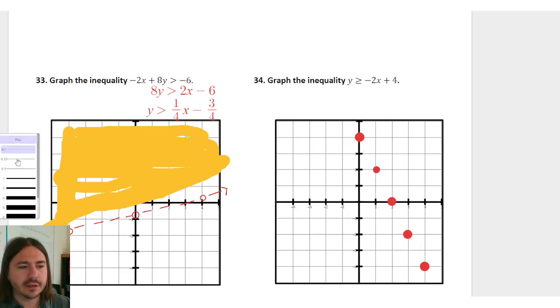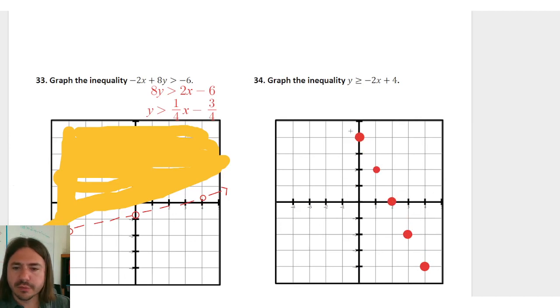That's a little thick there. Let's maybe make that a little thinner. There we go. That's a little better. So here's the line, roughly. Okay, so it says y is greater than -2x plus 4. So I'm going to shade in that upper region. It's going to be over here.